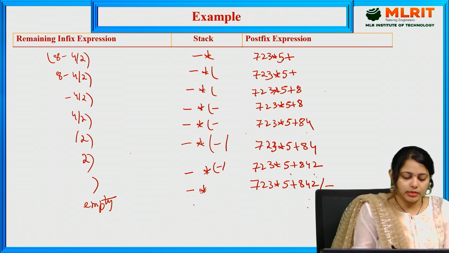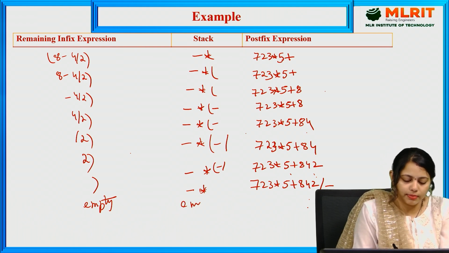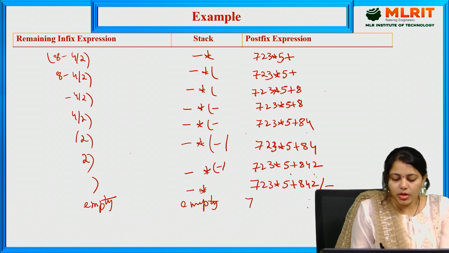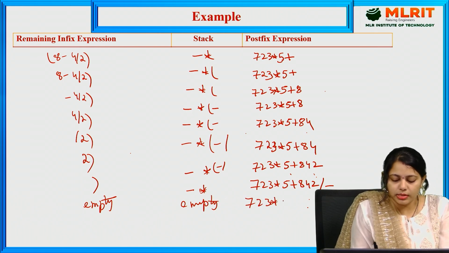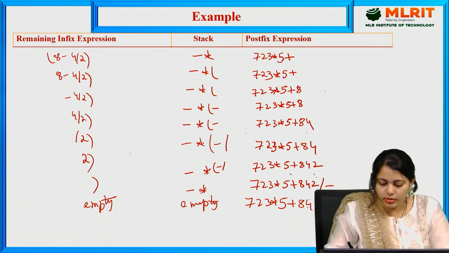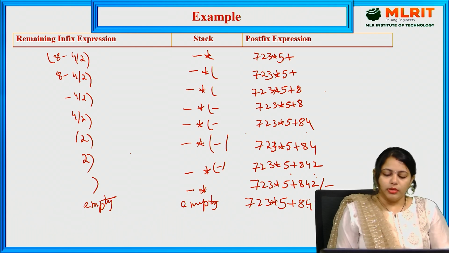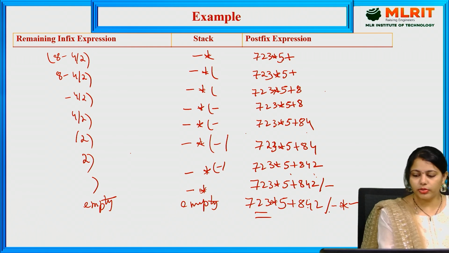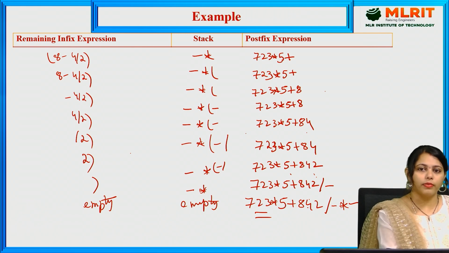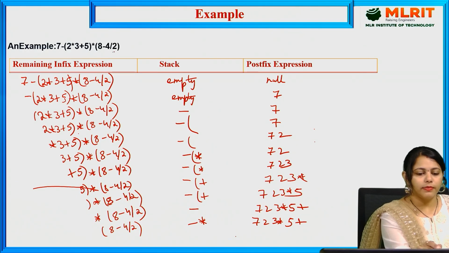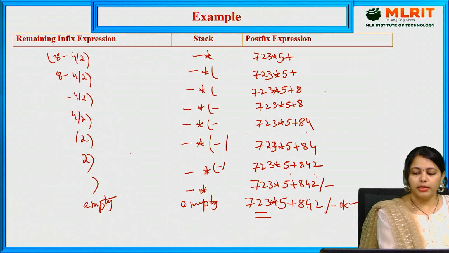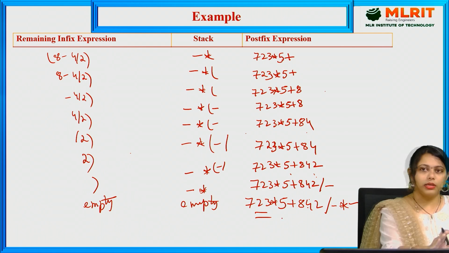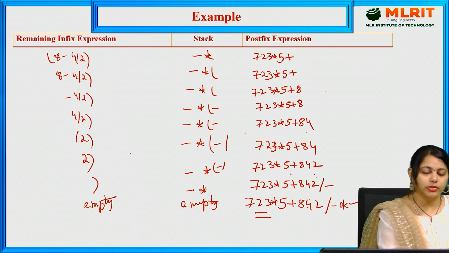Again the stack is said to be empty for the next step. So we are going to have 7 2 3 star 5 plus 8 4 2 division minus. So this is the complete expression we have taken and evaluated. This is the infix expression we have taken, and this is the postfix expression we have obtained after the conversion from infix to postfix.